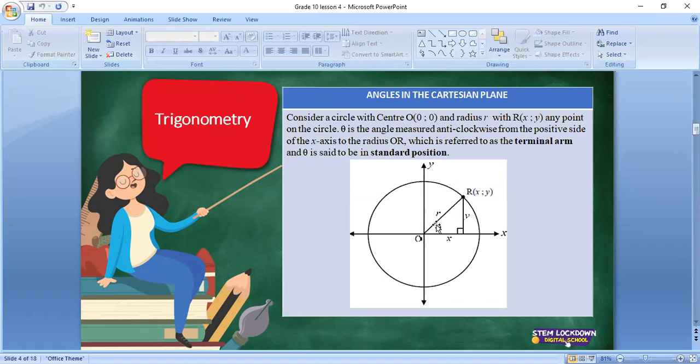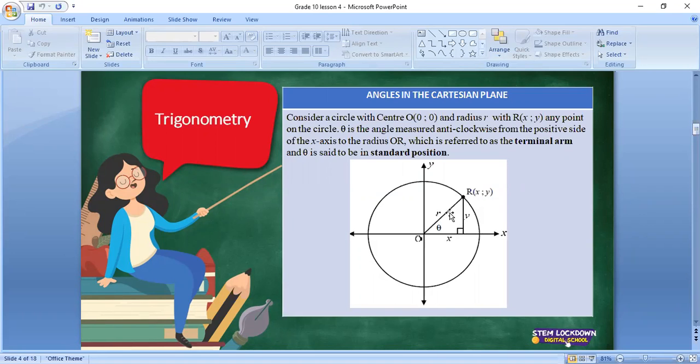If we try to find your sine theta here, sine is opposite over hypotenuse. So we have positive y over hypotenuse r, so that means y over r. Cos theta will be adjacent x over hypotenuse, which will be positive. Also, if we find tan theta, tan will be opposite y over adjacent x.